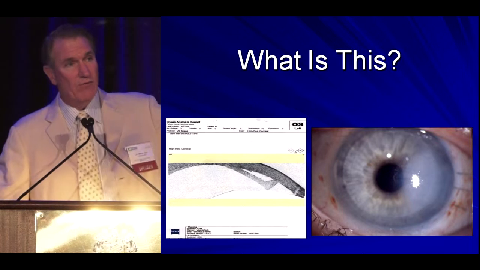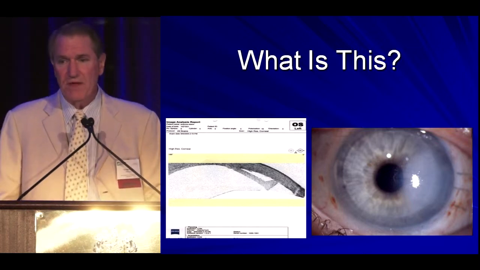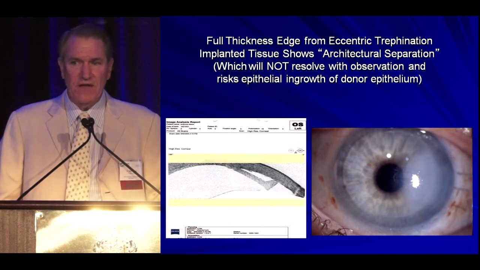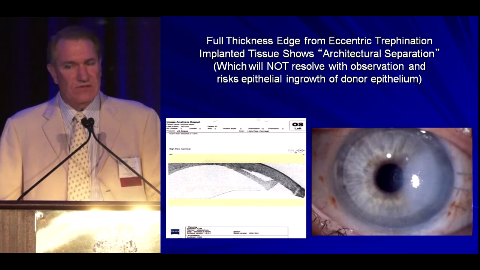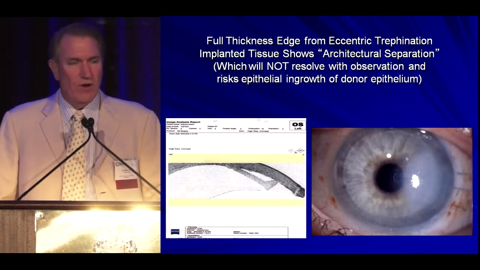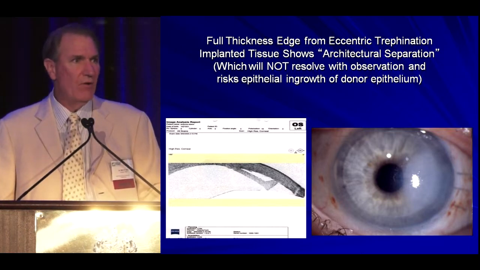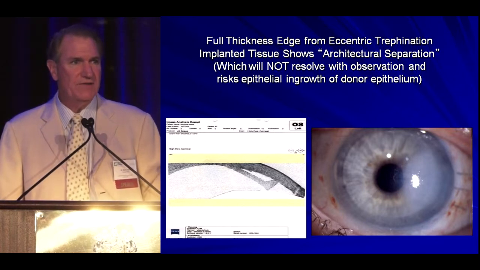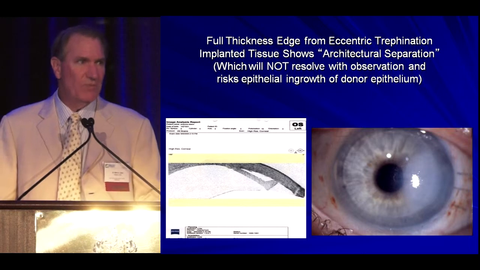Now, there may be other problems. There may be epithelial downgrowth around the edge of that full thickness bed. But the point of the matter is that's not going to stick. It's a full thickness edge from eccentric trephination, and it was done without using the microscope to punch your tissue. We've done over 1,500 eyes now, and we've not had a single eccentric trephination in 1,500 eyes because we use the microscope to watch what we're doing.